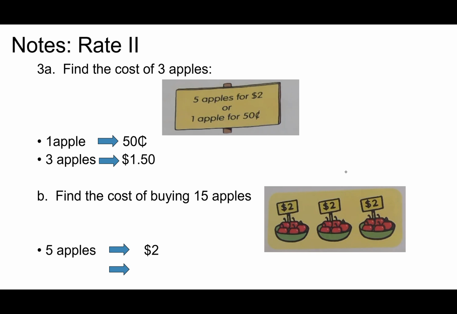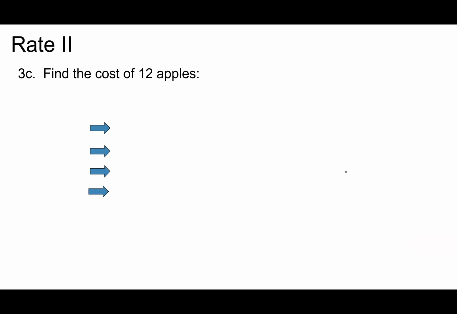All right, 5 apples equals $2. And so what do I multiply now by? Go ahead, Cecilia. Yep, I multiply 5 by 3 and I get 15. And then I'm also multiplying 2 by 3 to get $6. So I could get 3 apples for $1.50. But I could also get 15 apples for $6. That's a better deal, isn't it?